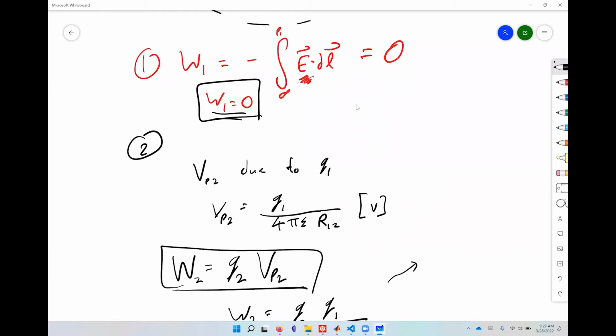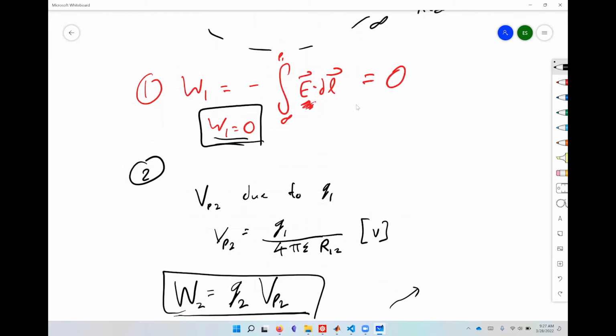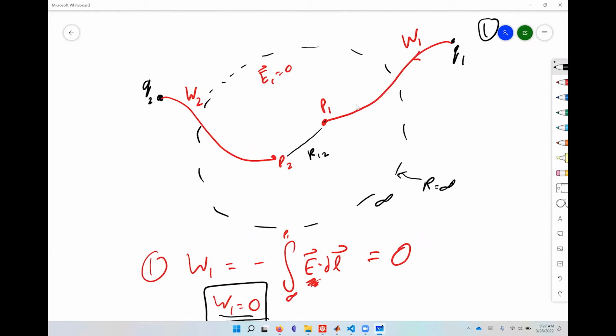So we want to go on. Ultimately, we can repeat this step forever. We can bring in charge Q3, charge Q4, charge Q5, charge infinity, whatever. But we want to stop at 3 because we want to establish a pattern. See if we can establish a pattern.